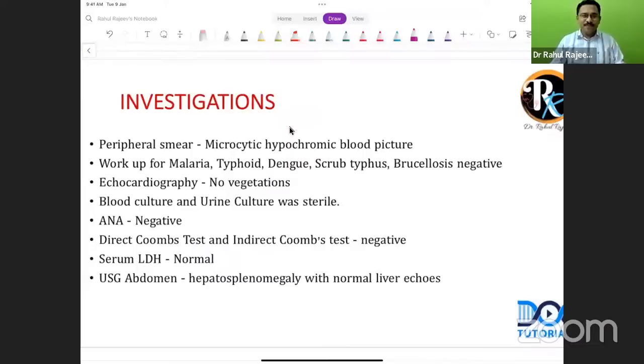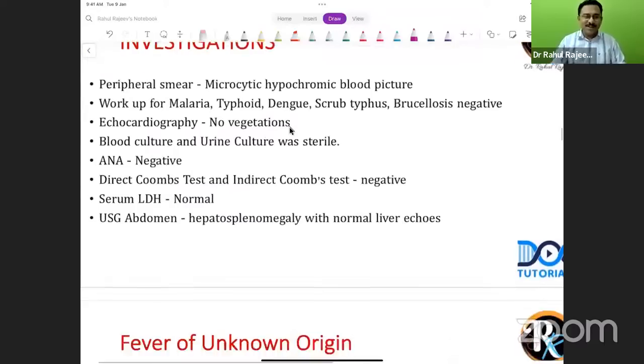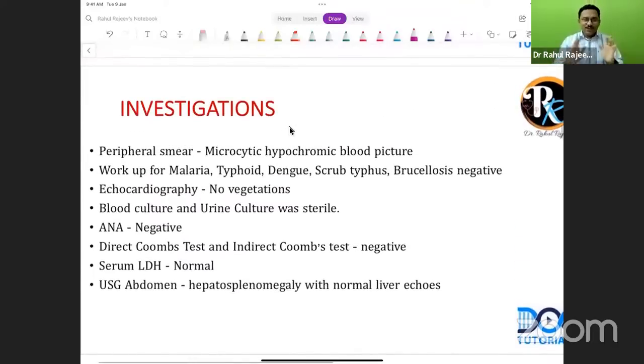ANA negative, okay, so direct Coombs test and indirect Coombs test negative. Serum LDH normal. USG abdomen showed hepatosplenomegaly with normal liver echoes. Okay, right. So I'm done with the basic set of investigations.